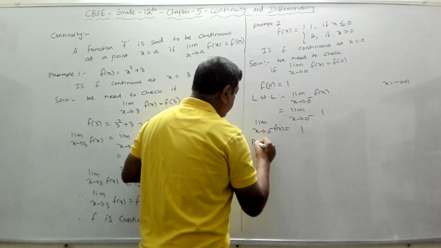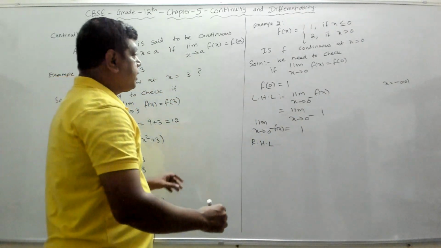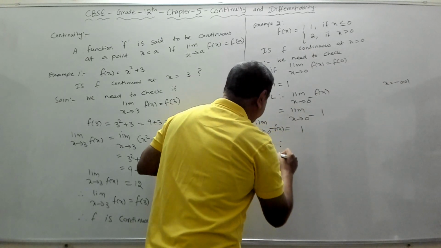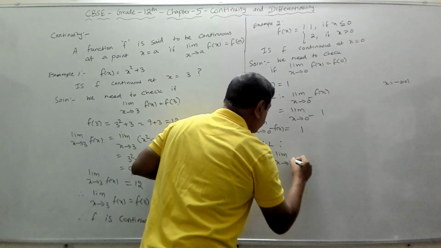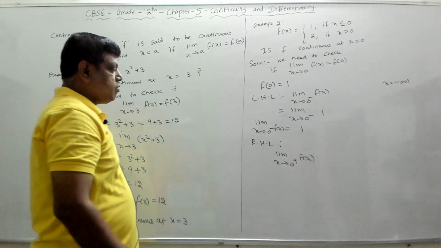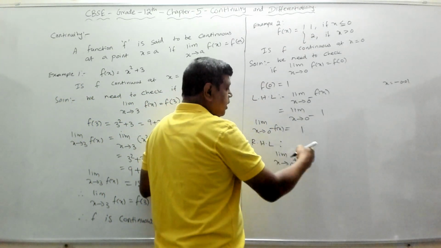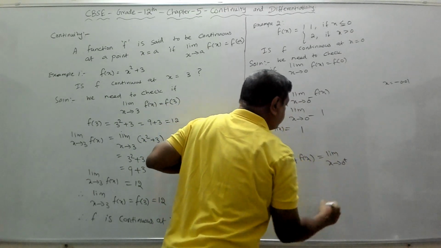Now let's find what is our right hand limit. Right hand limit is limit x goes to 0 plus f of x. That is our left hand limit, right hand limit, right? Right hand limit is x is approaching 0 through the values greater than 0. So that is equal to limit x goes to 0 plus f of x.